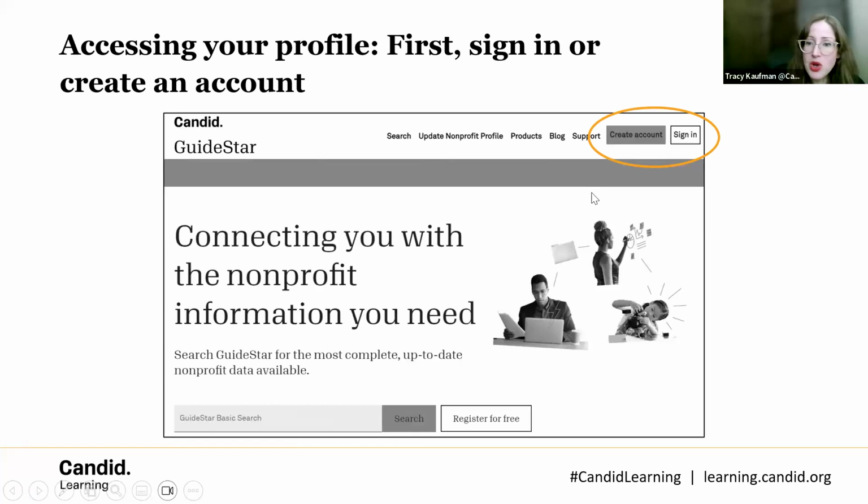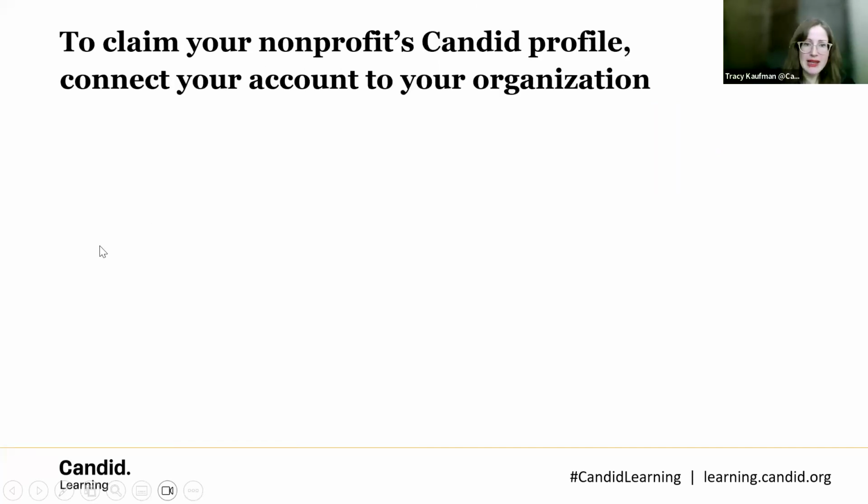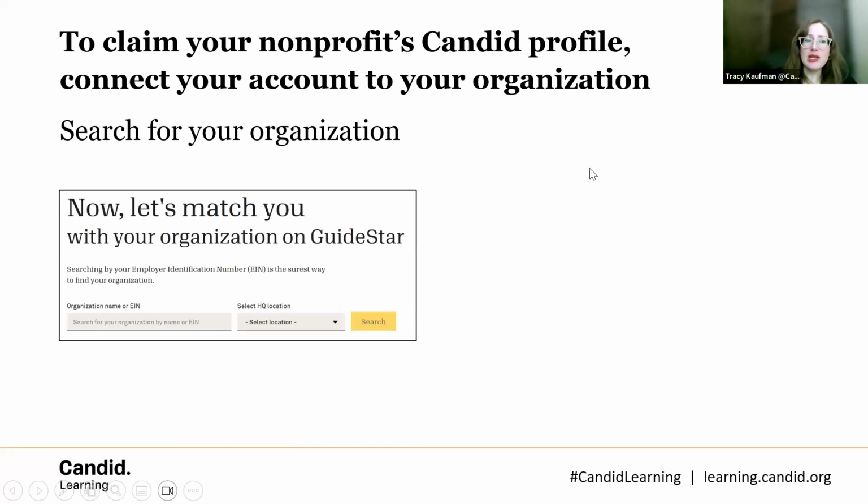It's pretty simple. You go on GuideStar. If you don't already have a free username and password, just click create account. You're going to want to claim your nonprofit's profile by connecting your account to your organization. You set up a username and password. If you can, use your organizational email with a .org address rather than your personal Gmail. It's going to save us time on the back end for verifying that you're a legitimate representative of your nonprofit and not just some stranger.